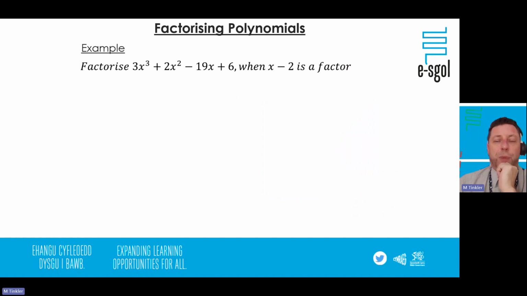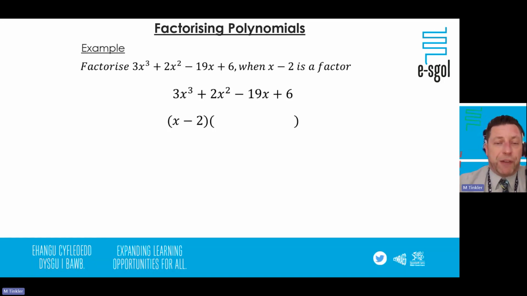Okay, factorize when x minus 2 is a factor. So our first factor is going to be x minus 2. Now we're going to have to put something in here. There's going to be a quadratic with a squared power that's going to fit with all of these. Now, the idea of smiles I introduced in lesson 6 is really useful for this topic.